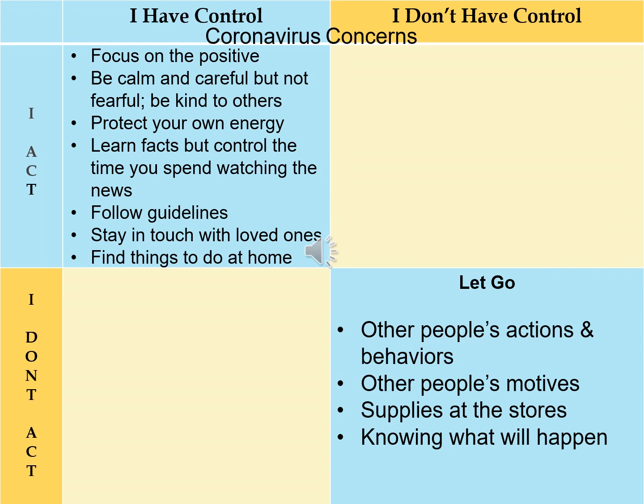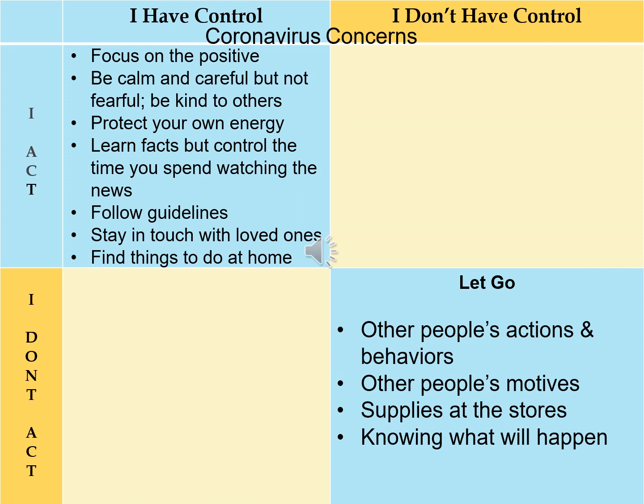Follow the guidelines. You can control how you're doing that yourself to help prevent the spread of disease and to help the community. You can stay in touch with loved ones. You can do that from a distance by phone. You can do it by video calls. And find some things to do at home, maybe even some fun things. Try a new recipe. Play a game with your spouse, those types of things.